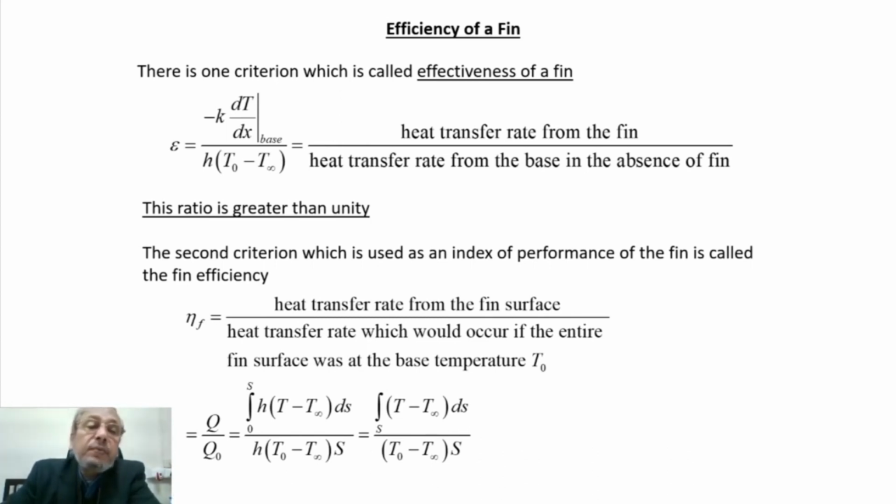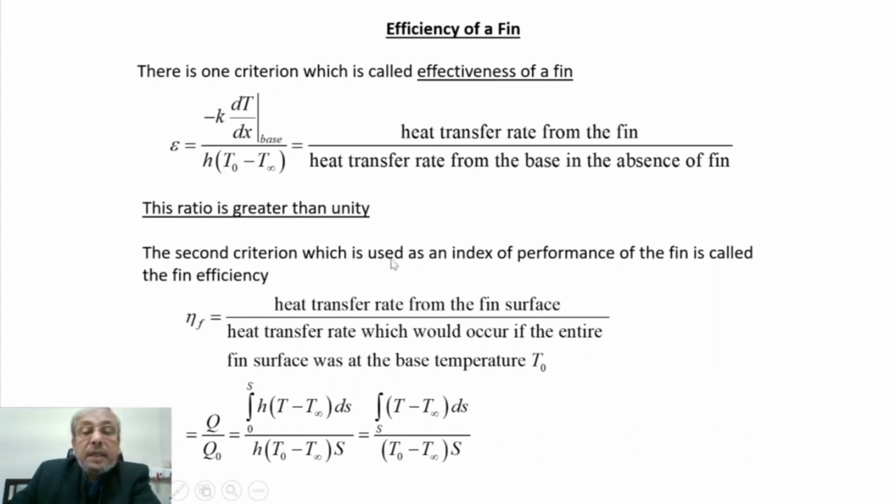Now, efficiency of a fin. There is one criterion which is called effectiveness of a fin. Effectiveness of a fin is basically minus k dT/dx at the base divided by h(T naught minus T infinity), that is, the heat transfer rate from the fin divided by the heat transfer rate from the base in the absence of the fin. So obviously it will always be greater than 1.